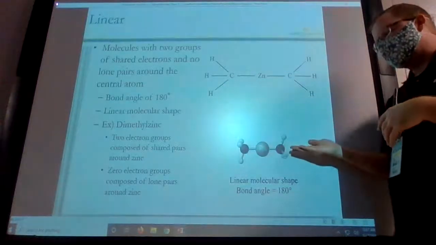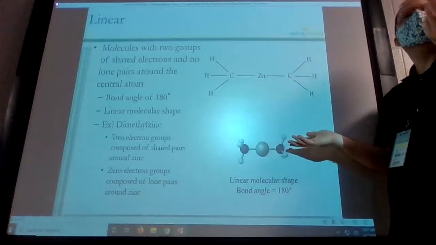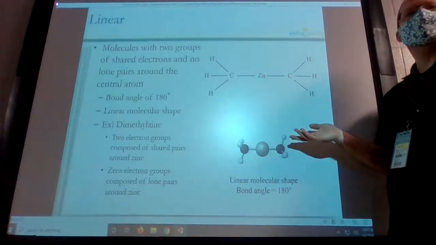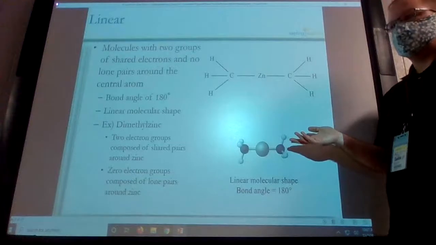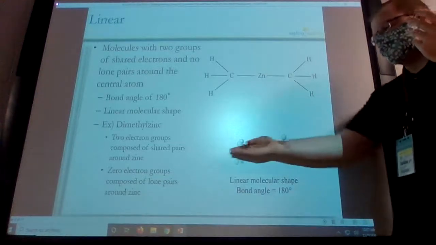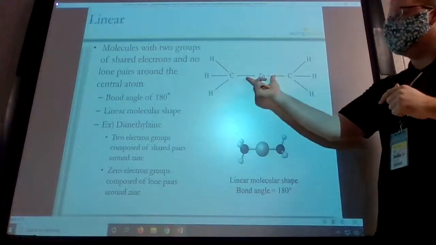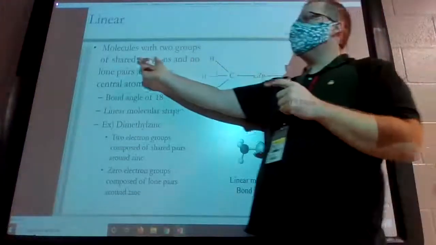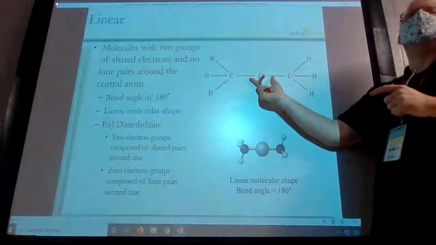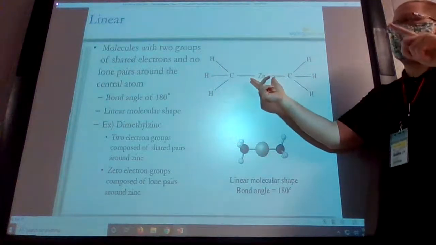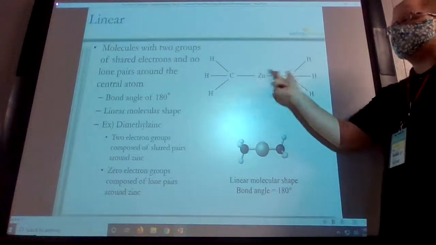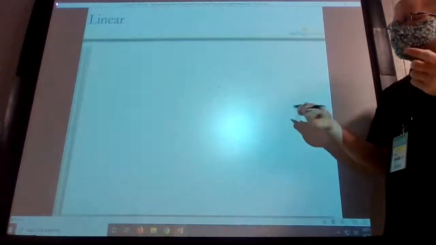And so your molecule looks like this, which is a linear molecule. It's not bent. It's not trigonal. It's not tetrahedral. It's just a straight molecule. Does everybody kind of see that? So if I just have two electron shared pairs around that central atom, the central atom is the most important one. If I just have two there and no extra electrons, it's going to be linear.